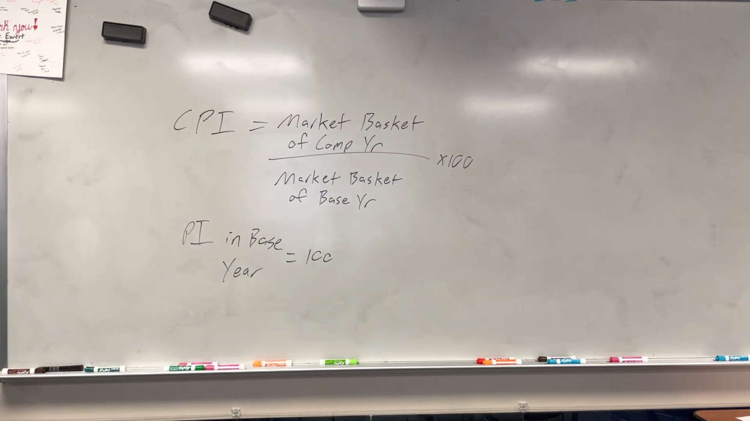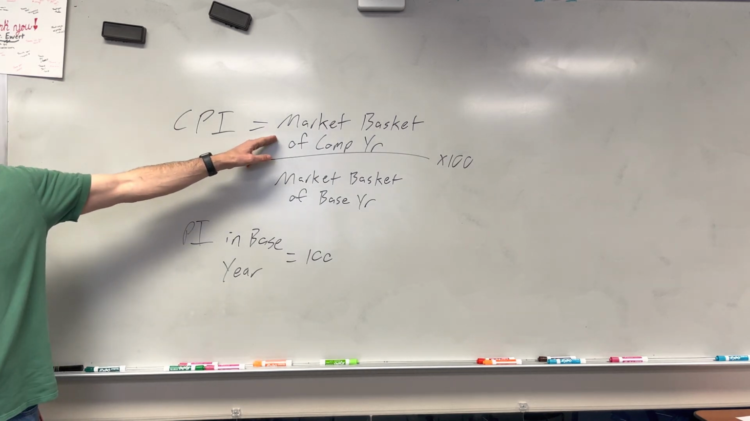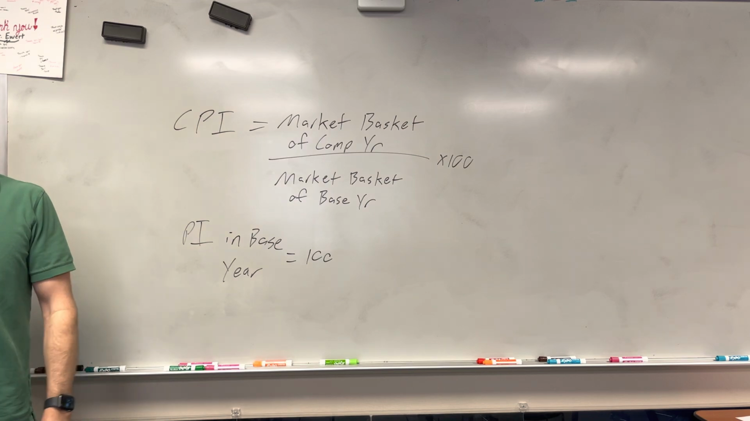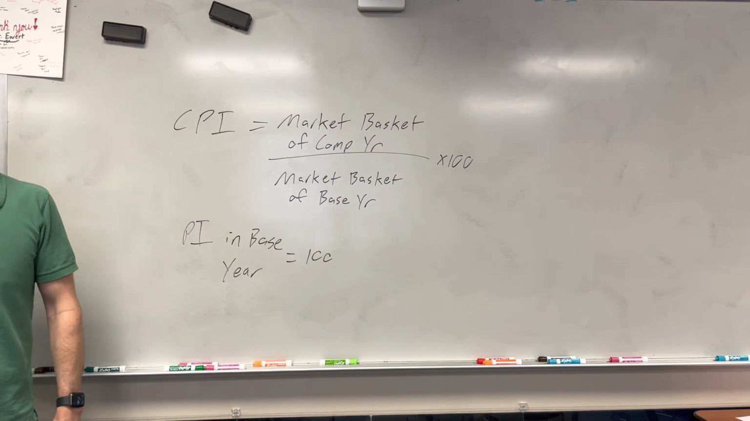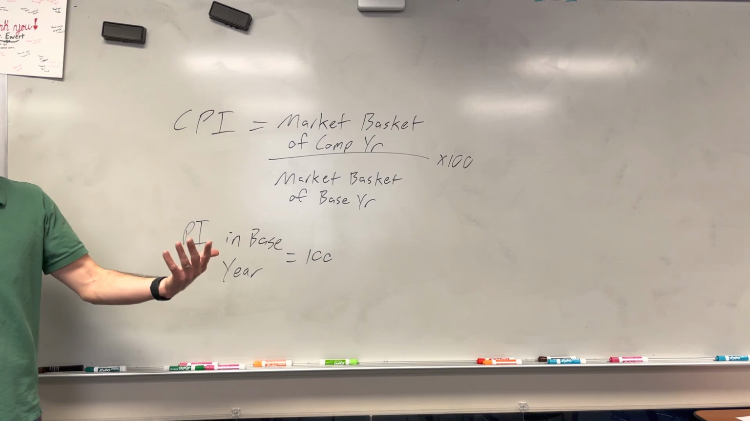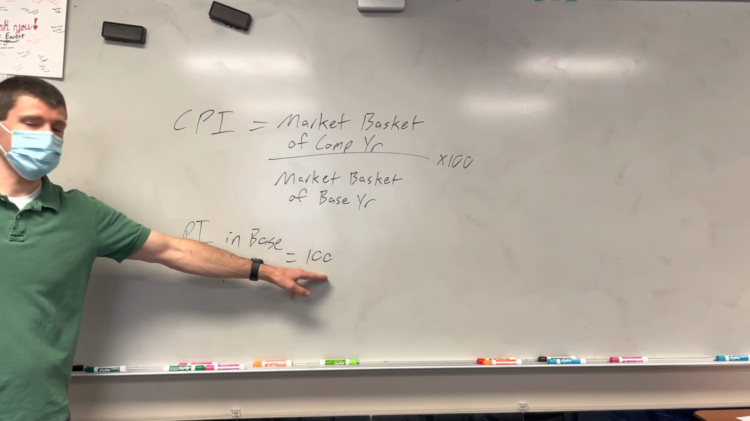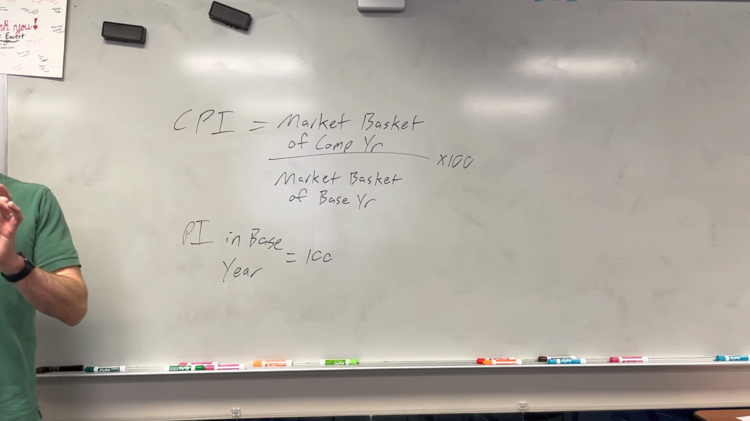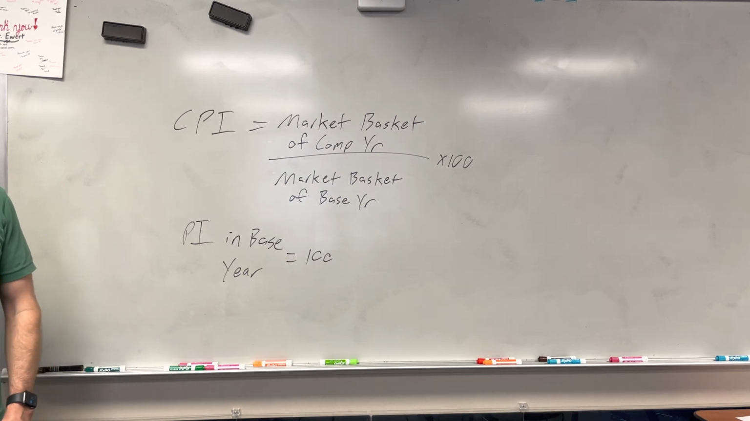Always, always, always, the price index in the base year will be 100. The reason for that is the market basket in your comparison year, the numerator, well, that is your base year, okay? So we're talking about the market basket in 2015 divided by the market basket of 2015, it's the same number, right? So it'll be same number over same number, that's 1 times 100 gives you 100, okay? So again, price index in the base year, always gonna be 100.